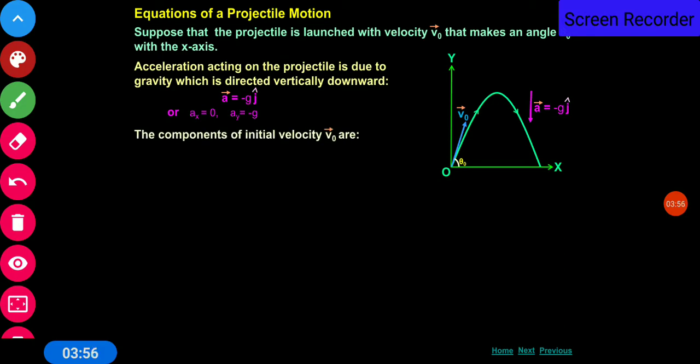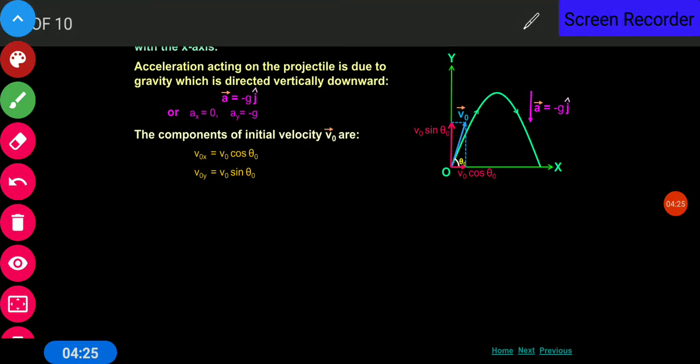The components of the initial velocity v naught are these two: along the x-axis, that is v naught cos theta naught, and along the y-axis, that is v naught sin theta naught. Now v naught x, the x component, is v naught cos theta naught, and along the y-axis, v naught y, is equal to v naught sin theta naught.